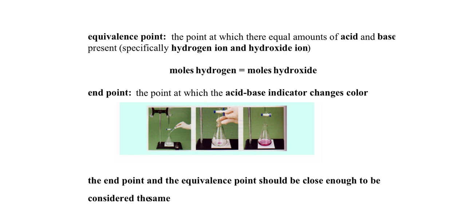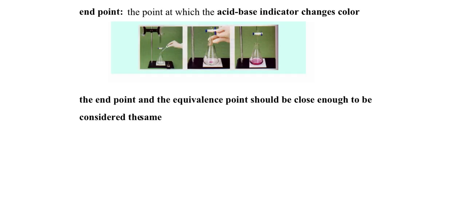So if you add just a tiny bit more base after you have neutralized all of your acid, you get the pH to change and the indicator changes color. That's how you know to end or stop your titration. Experimentally, the difference between the equivalence point and the end point should really be about 1 drop of your base, so they are close enough to be considered the same.